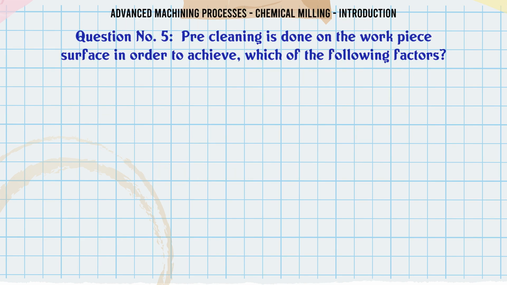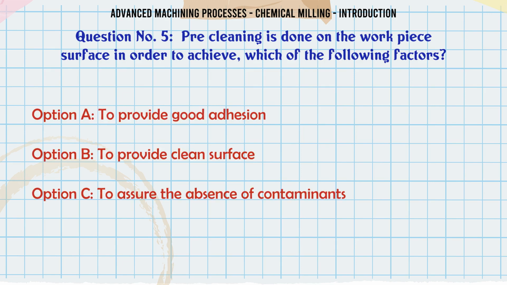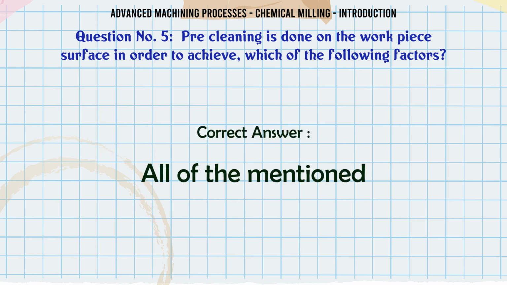Pre-cleaning is done on the workpiece surface in order to achieve which of the following factors? A. To provide good adhesion. B. To provide clean surface. C. To assure the absence of contaminants. D. All of the mentioned. The correct answer is all of the mentioned.